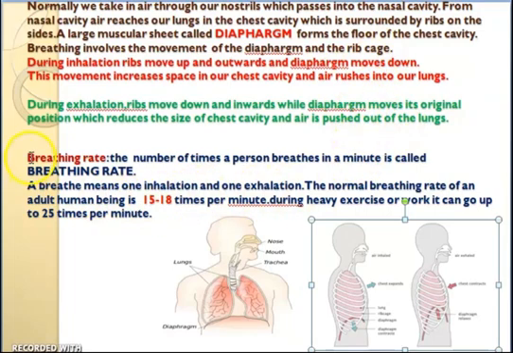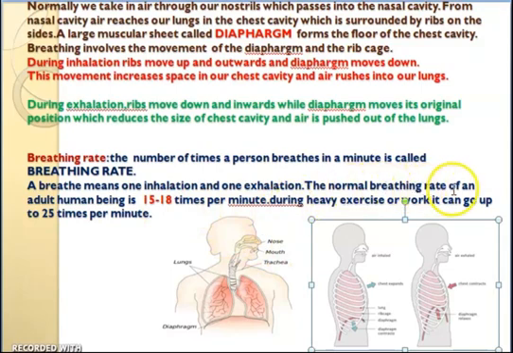Now, what is breathing rate? Dear students, breathing rate is the number of times a person breathes in a minute, which is called breathing rate. A breath means one inhalation and one exhalation. That is, one inhale and one exhale is called a breath.